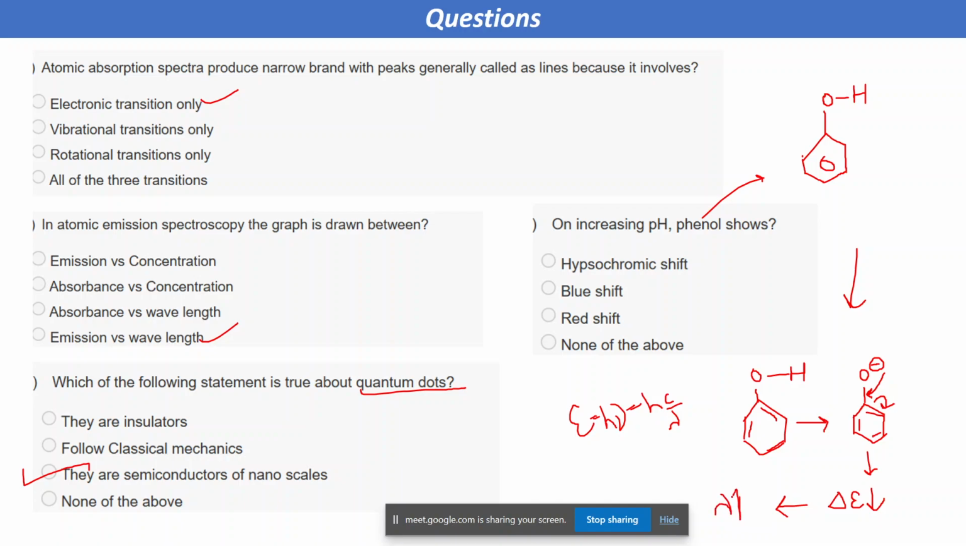And what is red shift? Red shift is when absorption shifts to a longer wavelength. And blue shift is when it shifts to a shorter wavelength. So blue shift will not be the answer. On increasing the pH, phenol shows red shift, meaning longer wavelength. Is it clear? Yes, ma'am. Just remember that whenever there is more delocalization, the energy gap will decrease, and due to that, the wavelength will increase.